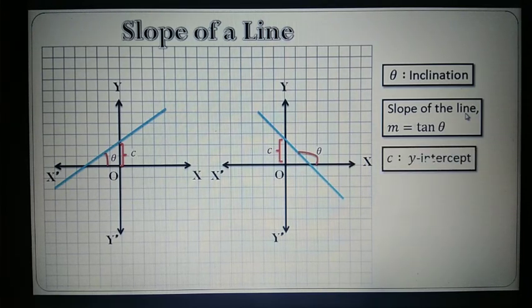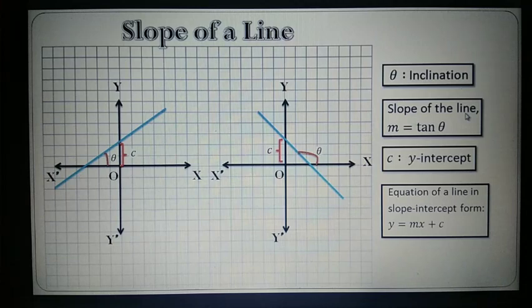So c is known as y-intercept, and as I said, if m is the slope of the line and c is the y-intercept, then the equation of this blue line is given by y equals to mx plus c. So these are the very important things which you need to know for solving problems on this particular exercise. So pause the video to note down everything.